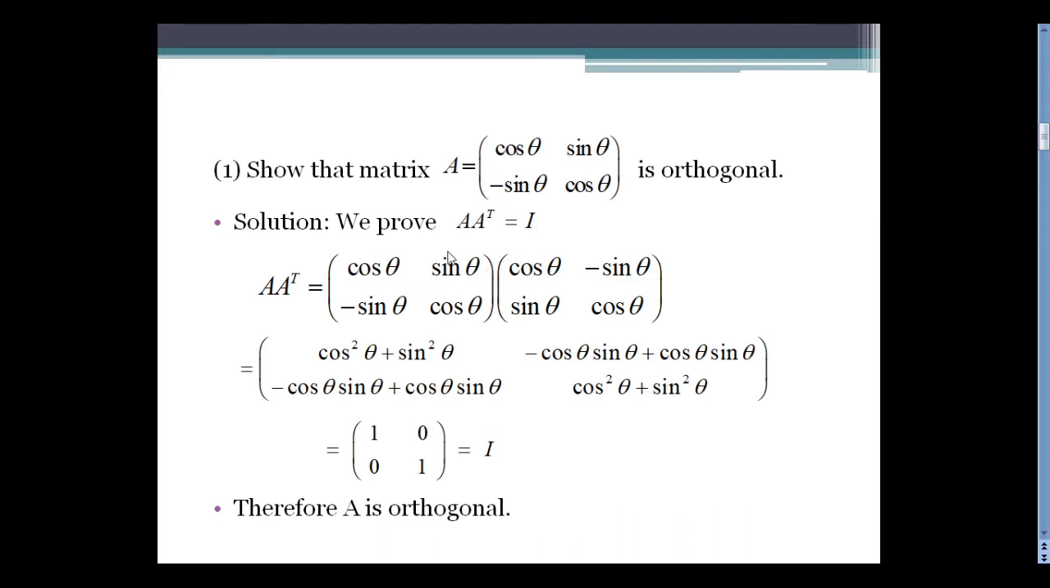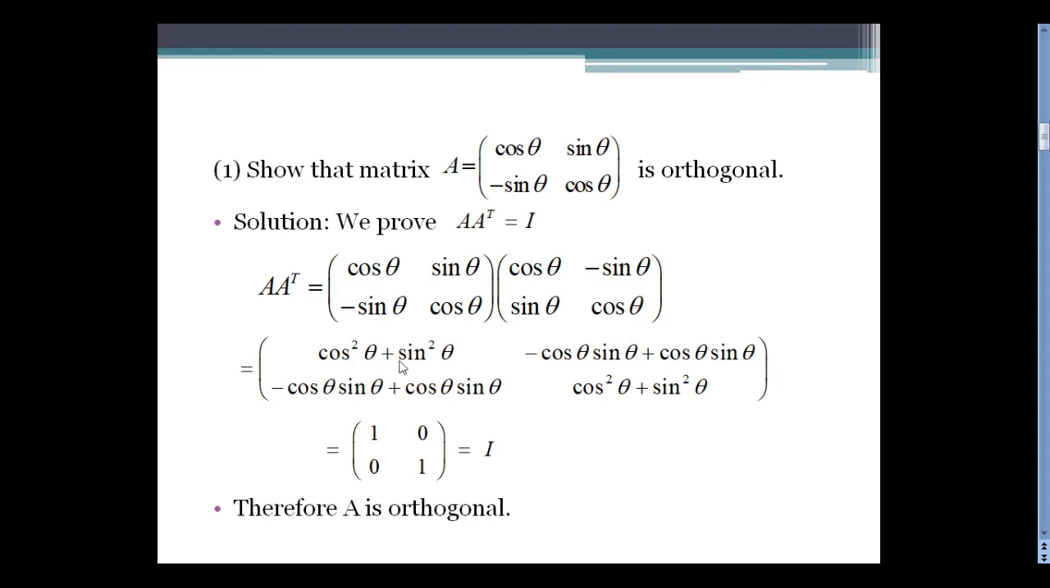Now multiply first row with the first column. Cos theta into cos theta, cos square theta. Sin theta into sin theta, sin square theta. Now the first row with the second column. Cos theta into minus sin theta, minus cos theta sin theta. Then sin theta into cos theta, we get cos theta sin theta. Now in the same way, take the product of second row with the first column and second row with the second column.